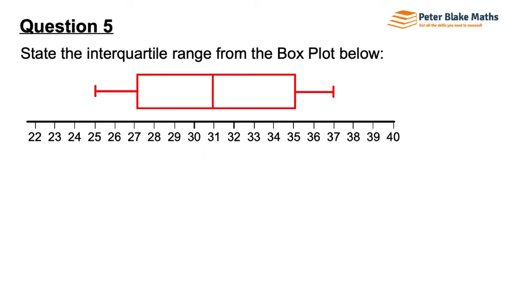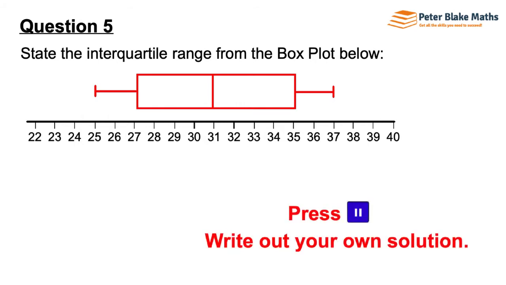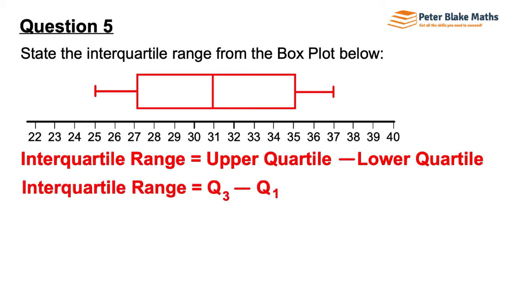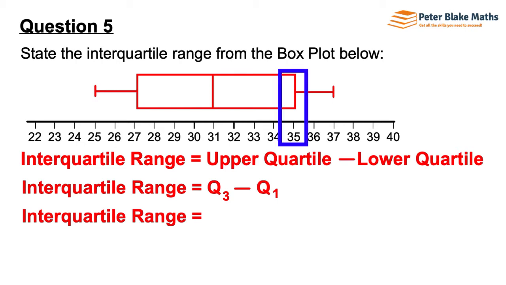Question 5. State the interquartile range from the box plot shown below. To find the interquartile range, we have the upper quartile minus the lower quartile, or Q3 minus Q1. So we'll find that on our box plot. Q3 is that right-hand edge of the rectangle. In this case it's got a value of 35 that we can read off, and so 35 is our Q3.